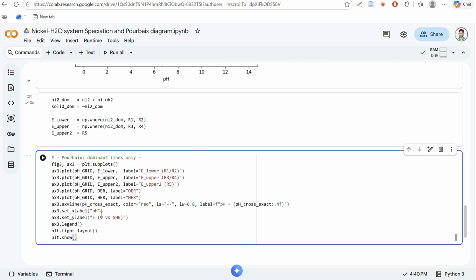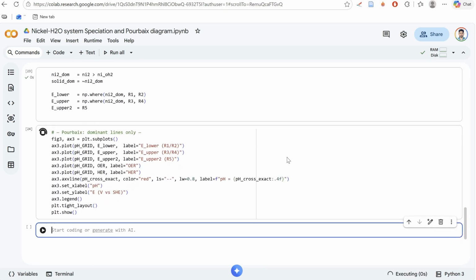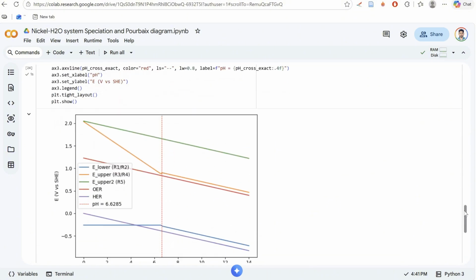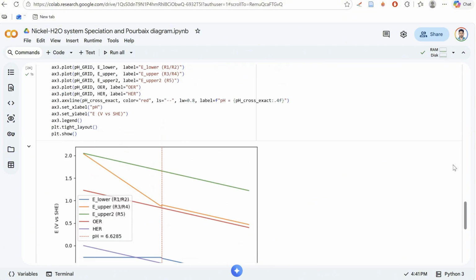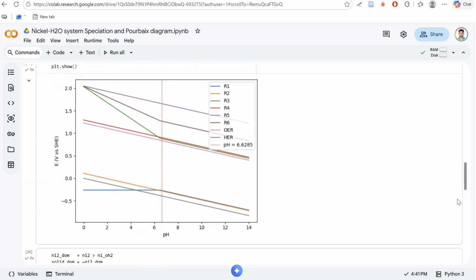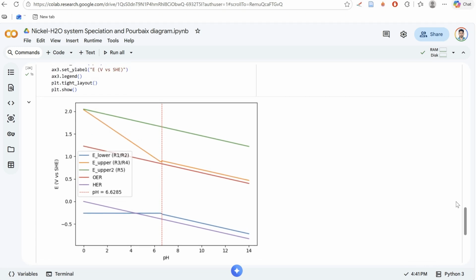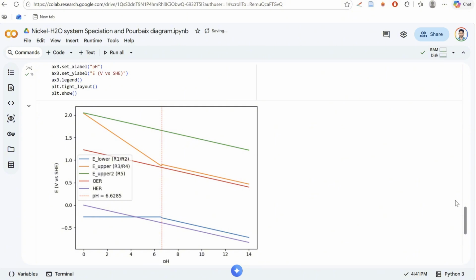We now plot the cleaned up Pourbaix diagram, this time showing only the dominant boundary lines. The lower boundary switches between R1 and R2, the middle boundary between R3 and R4, and R5 runs across the full range as the uppermost boundary. The oxygen and hydrogen evolution lines are also included, along with the crossover pH marked as a vertical red dashed line. Compared to the earlier plot, this gives a much clearer picture of the relevant stability regions.